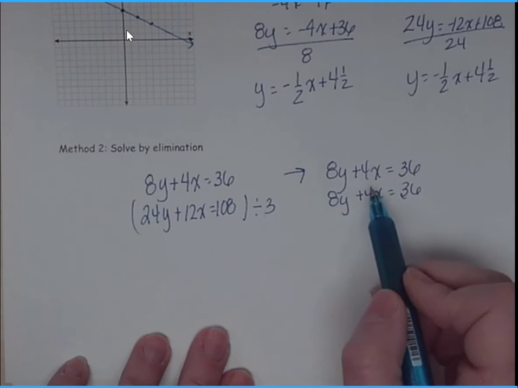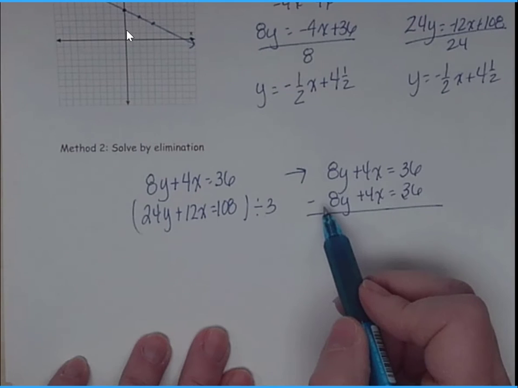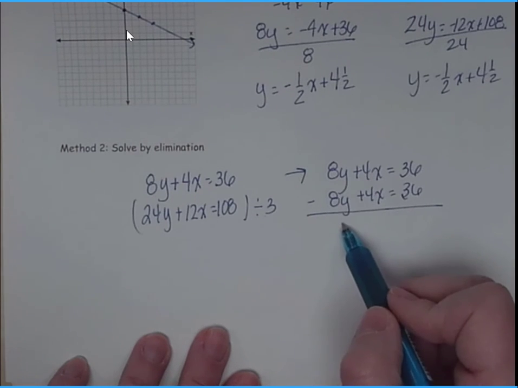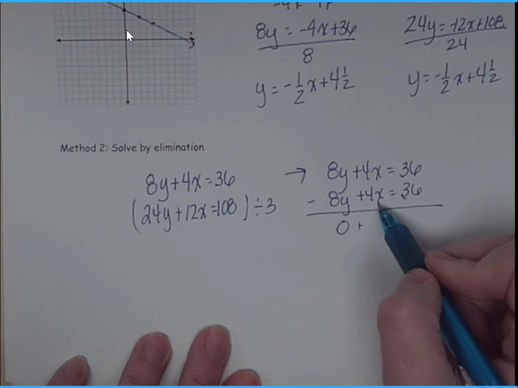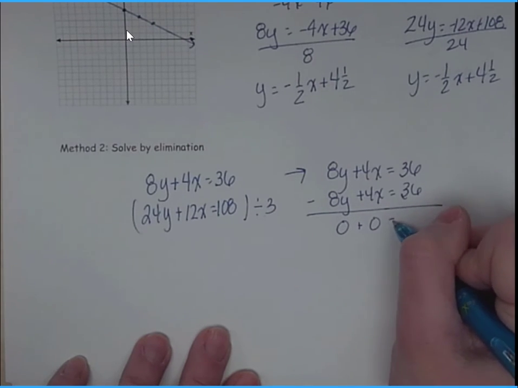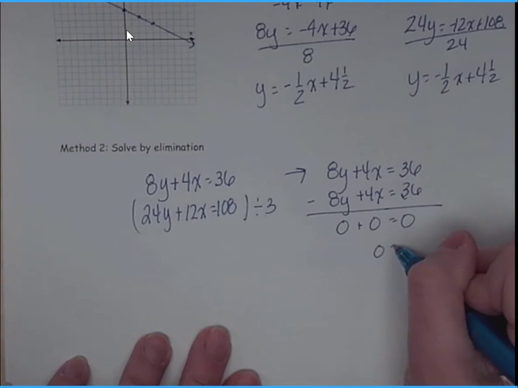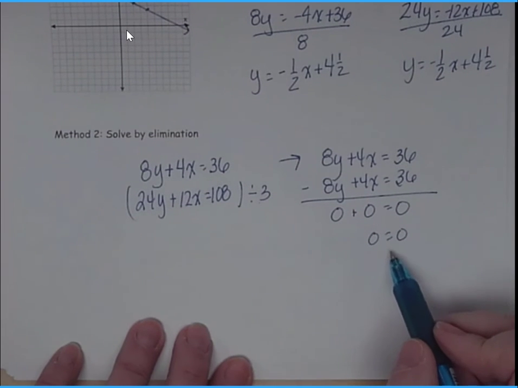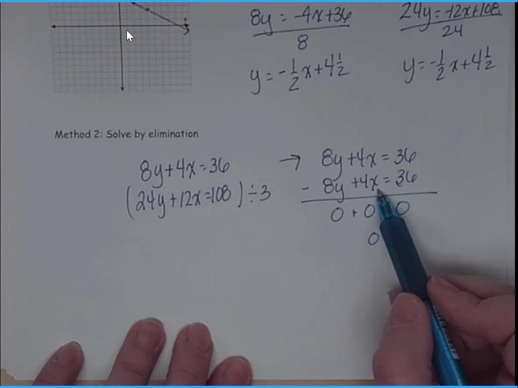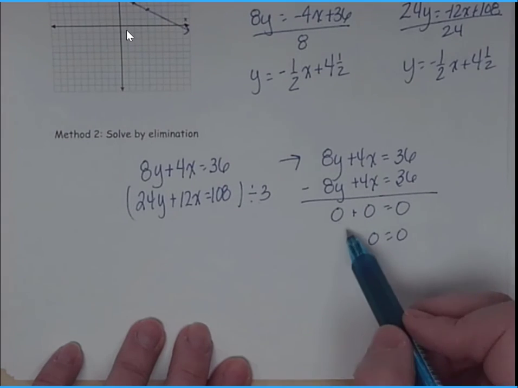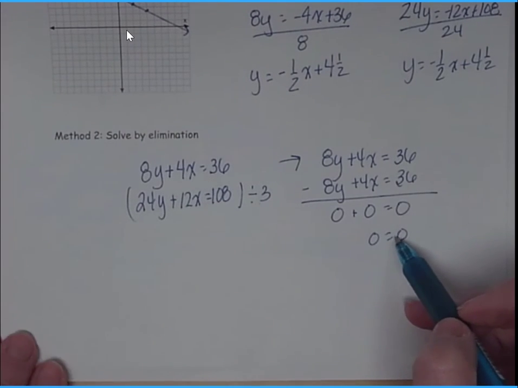Now, notice I don't have any opposites. So what I'm going to do here is subtract. Remember, when you solve by elimination, you can add or subtract. Well, 8y minus 8y is 0. 4x minus 4x is 0. 36 minus 36 is 0. And does 0 equal 0? Yeah, so what this means is that no matter what value I have for x and y here, as long as it's on that line, it's going to be multiple answers. So there's not just one answer.